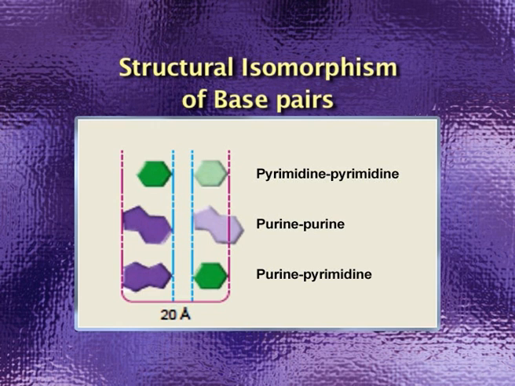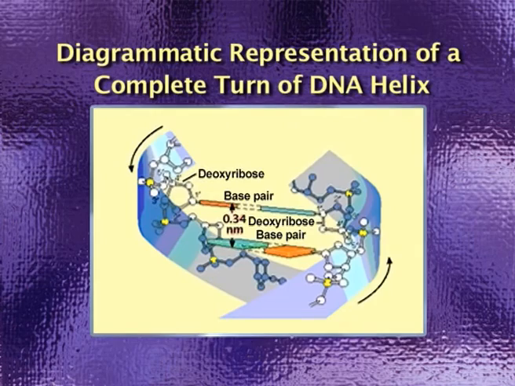Now, the next feature of the secondary structure is that the base pairs are separated from each other by a distance of 0.34 nanometer, which is also known as the rise of the helix.